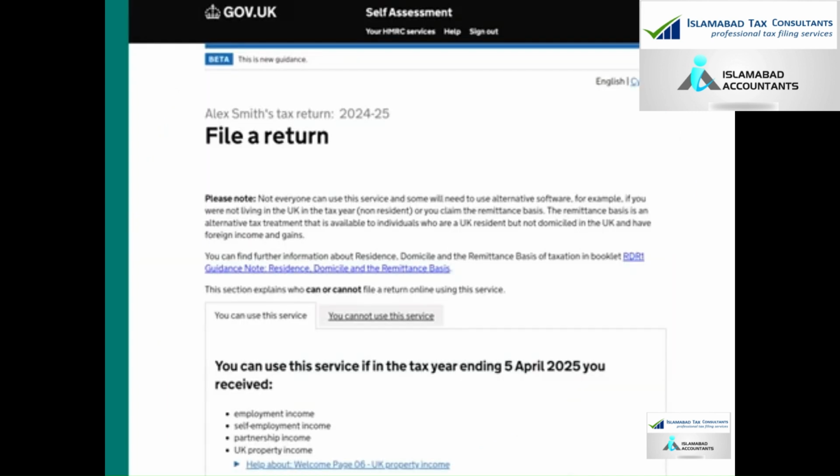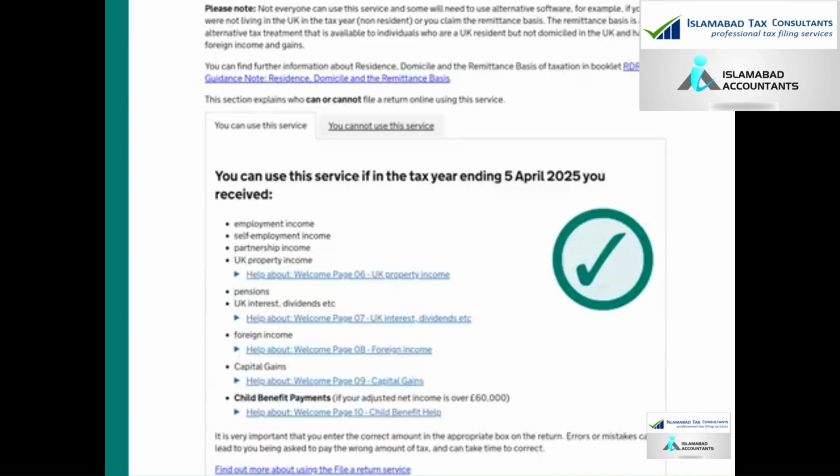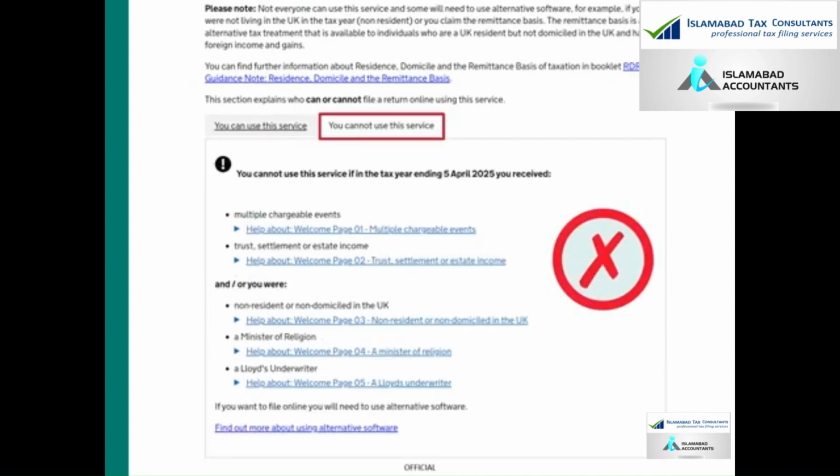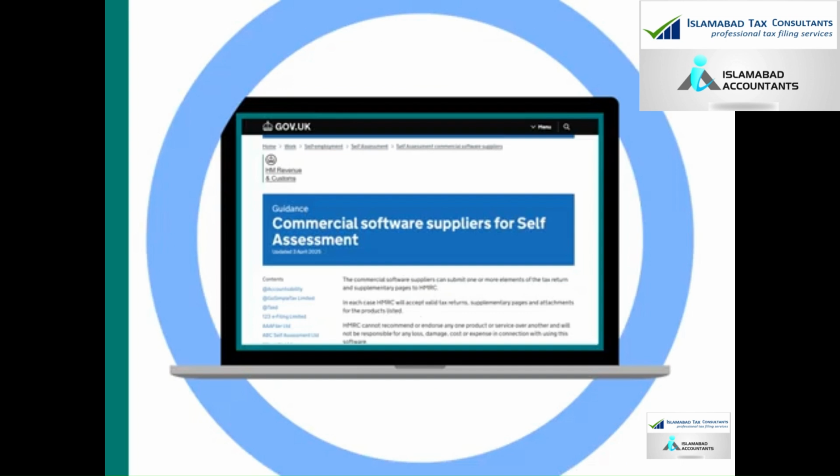In today's webinar, I'll be demonstrating the use of the HMRC online service. This first page explains who can use the service. Most people can. This tab gives guidance on who cannot use the service. If any of the situations here apply to you, you'll need to use alternative software. You can find a list of self-assessment commercial software suppliers on gov.uk.